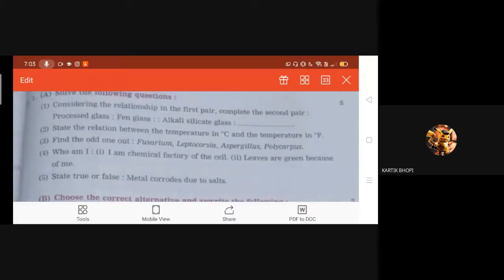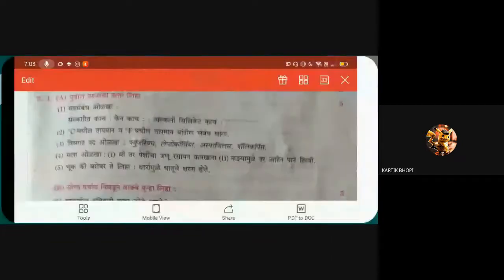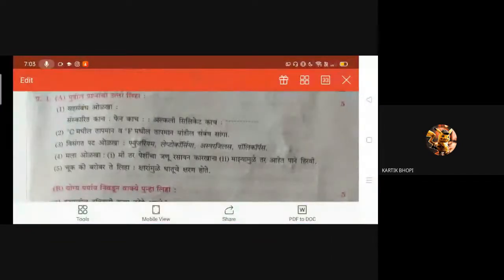State the relation between the temperature in degree Celsius and temperature in Fahrenheit. Degree Celsius madhil tapman va Fahrenheit madhil tapman yatil sambandh sangha.